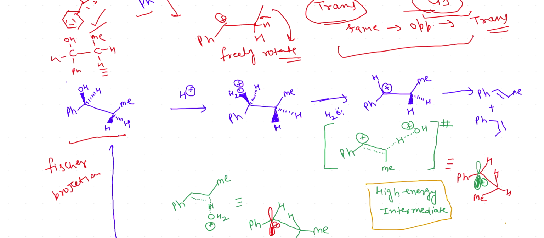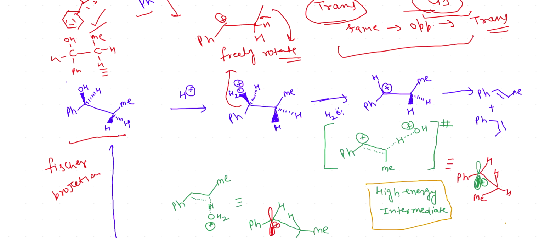So what is happening in this? This is our leaving group, the OH group. Upon protonation, it gets protonated and forms OH2 positive. As in E1 elimination, the first step is removal of the leaving group. When this leaving group is removed, it will form a carbocation. This is our carbocation, an intermediate. Clear?